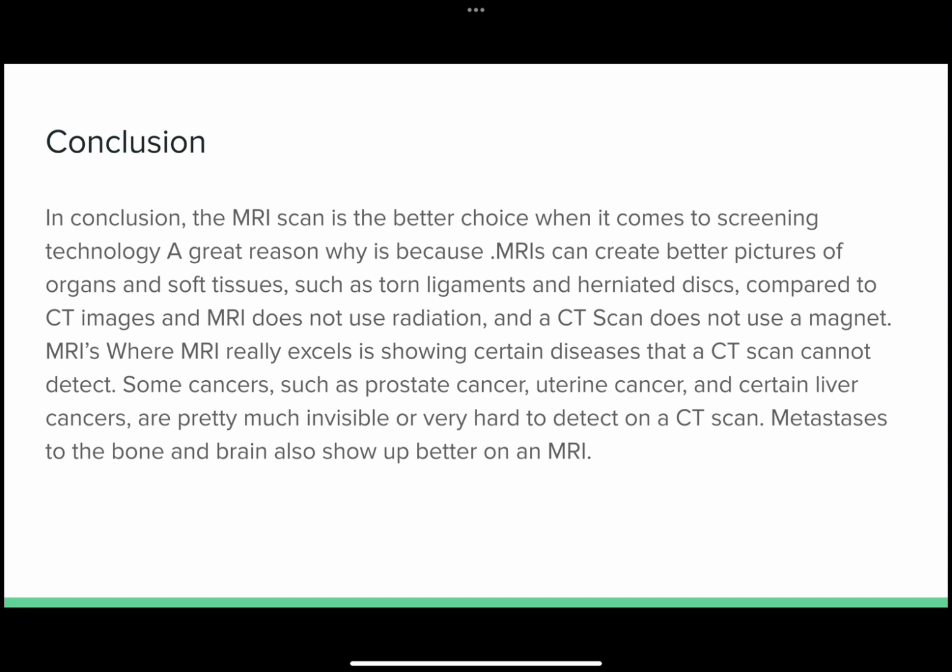Now, where MRI really excels is showing certain diseases that a CT scan cannot detect. Some cancers, such as prostate cancer, uterine cancer, and certain liver cancers, are pretty much invisible or very hard to detect on a CT scan. Metastasis to the bone and brain also shows up better on the MRI, which is why the MRI trumps the CT scan. The only thing holding it back is the expensive cost that comes with using MRIs.